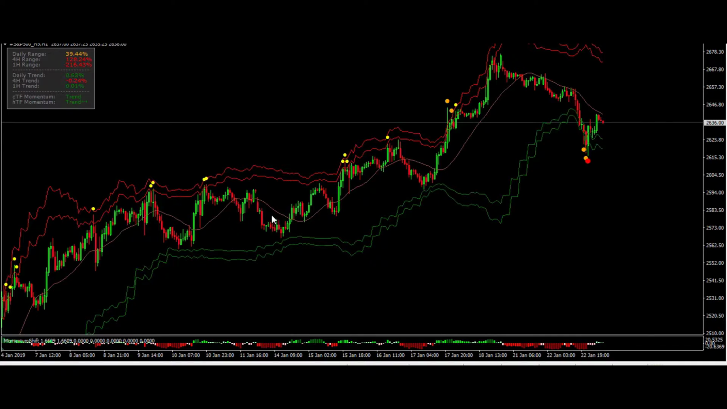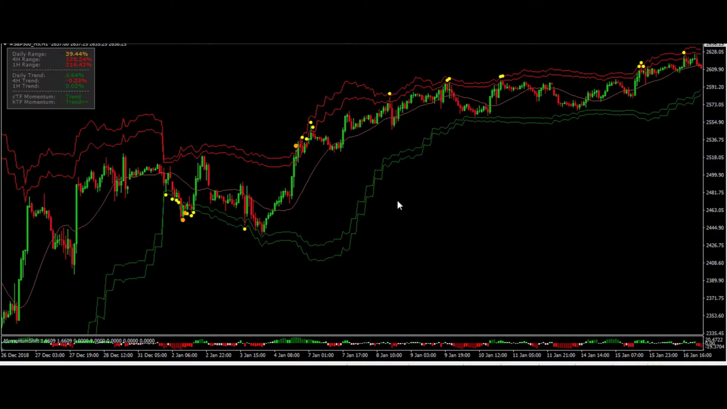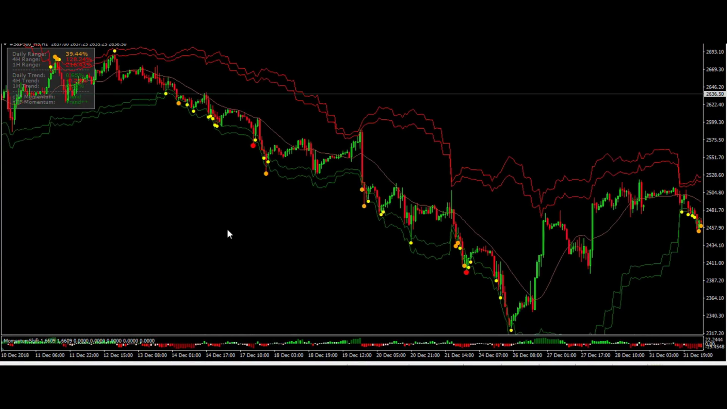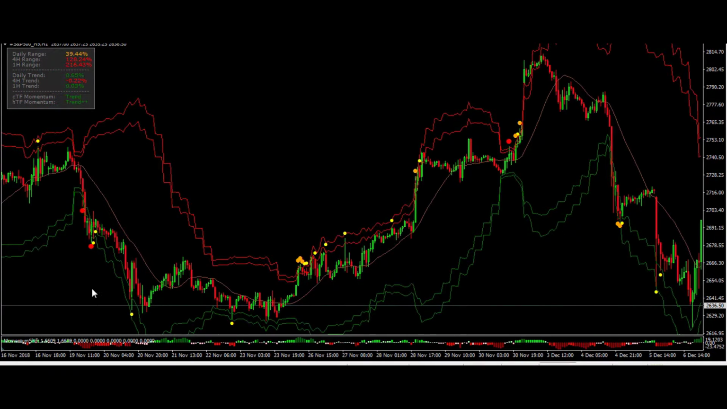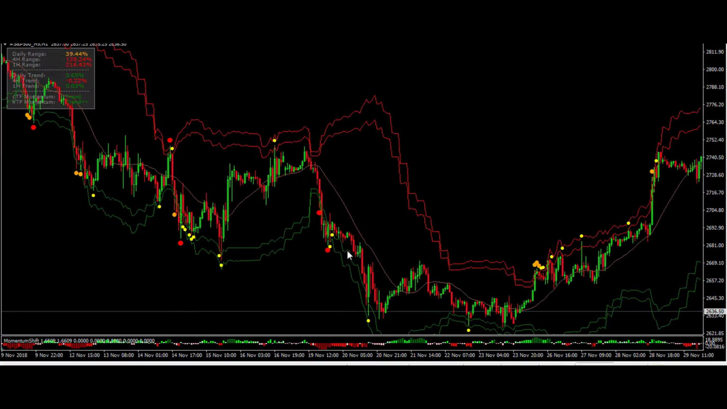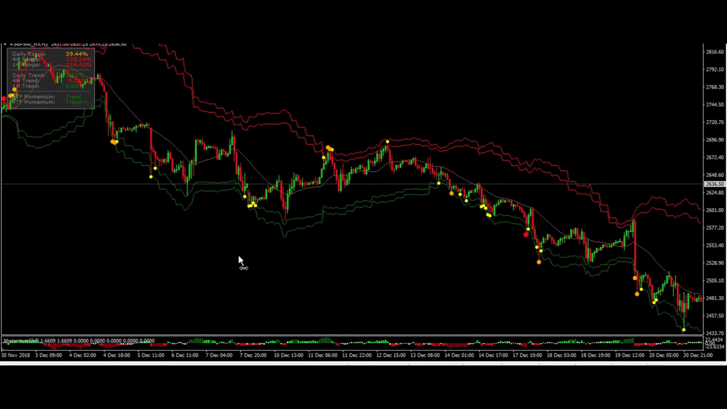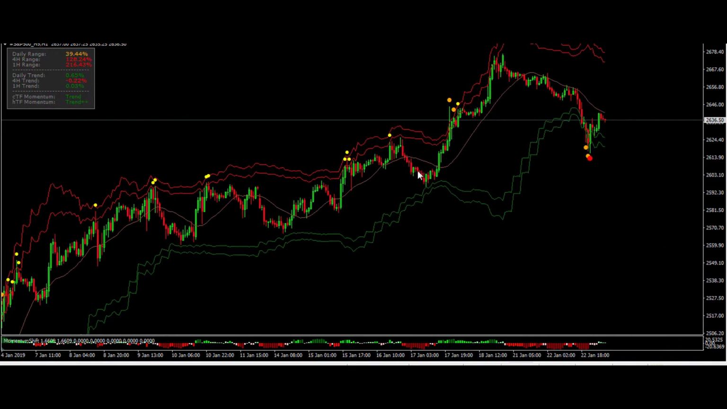You will note that the market tends to stay within these two zones of bands that we've drawn here for the most part. Occasionally you'll find the market spiking beyond these zones, but that is usually not a very common occurrence. And for the most part, you will see that the market tends to stay within these zones or bands that we've drawn over here.